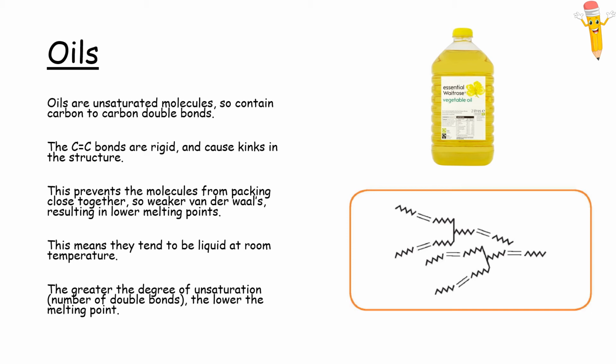So the more carbon-to-carbon double bonds there are, the lower the melting point, because the more double bonds there are, the less it can get tightly packed together, because the double bonds distort that chain. So oils are a liquid at room temperature because of this.